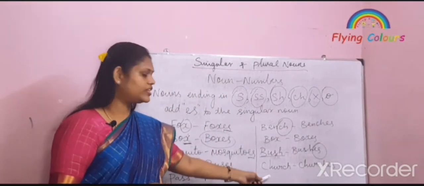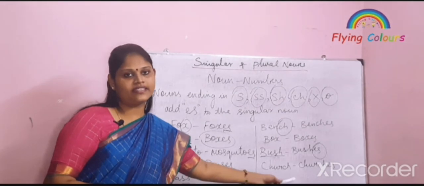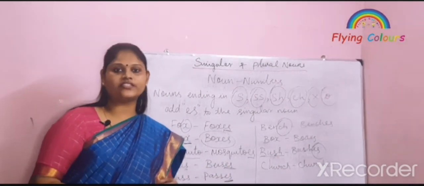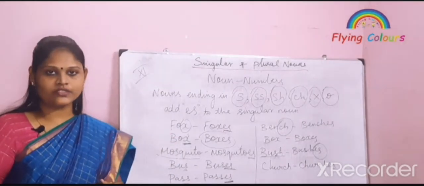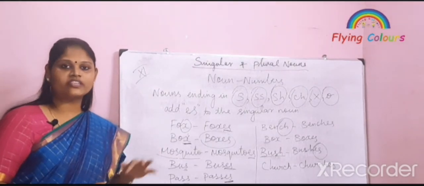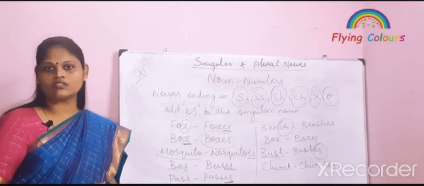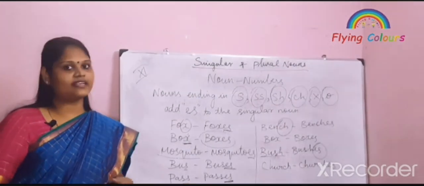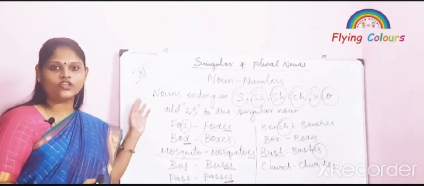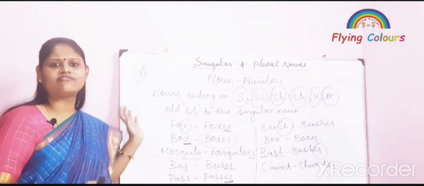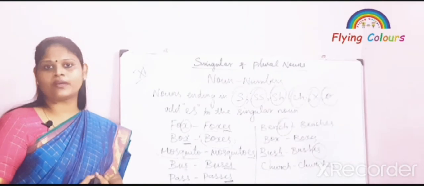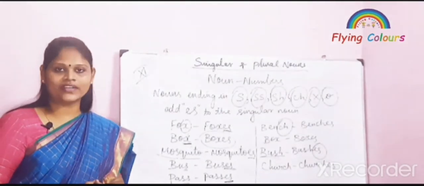Again, one more singular noun, church, ends in CH. So add ES to it to make it into plural noun. So church, churches. This is one more concept. I am going to give more examples in the description box. Kindly read all the examples. These are all basic fundamental examples of singular plural nouns. Surely this will be useful for your academic purpose as well as for your spoken English too.